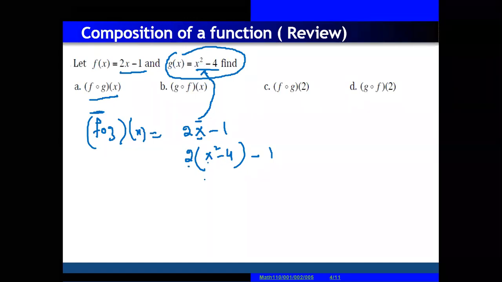2 multiplied with x square, 2x square. 2 multiplied with minus 4, minus 8. And we have minus 1 outside. So we have 2x square minus 8 minus 1 equal to minus 9. This is composition. If you want to replace with a value, you can replace x by any value, giving 2 value, 3 value. Clear, miss? Or should I explain again? No, Professor, it's clear. Thank you. Okay. Anyone else?